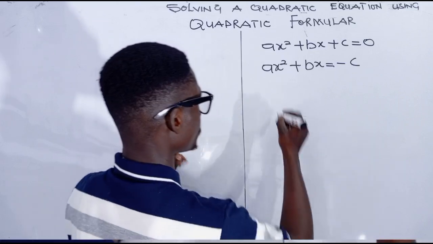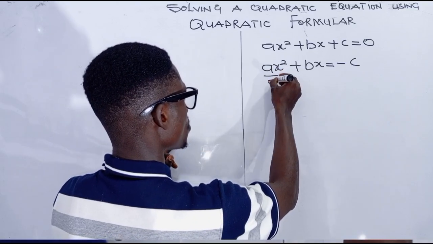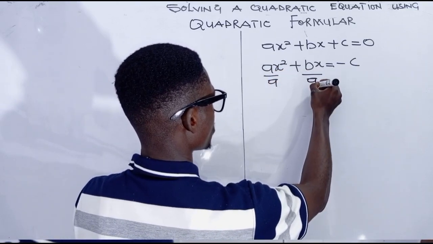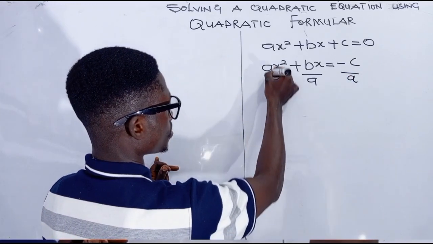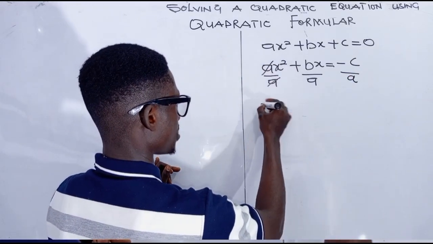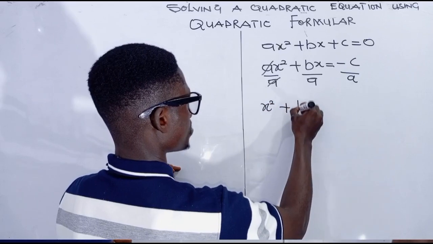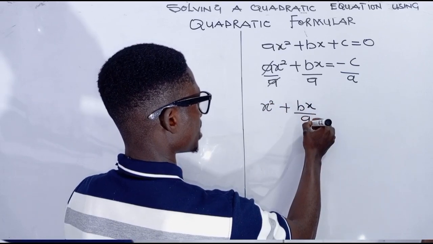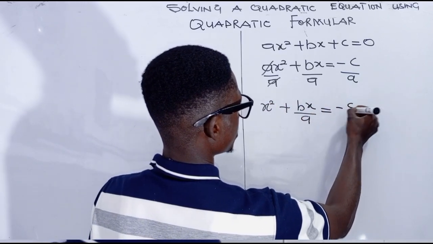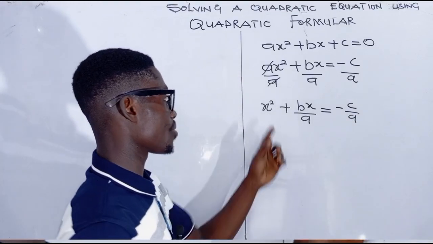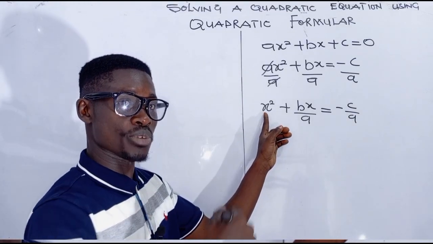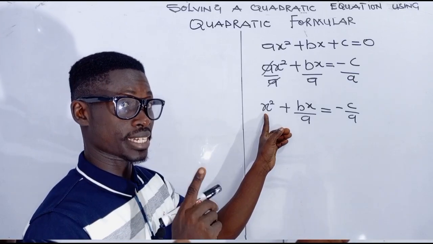So we are going to divide both sides by the coefficient of x squared. From here you can see that this will cancel this. We are left with x squared plus bx all over a is equal to minus c all over a. Now once we are done with the coefficient of x squared, we move on to the coefficient of x.